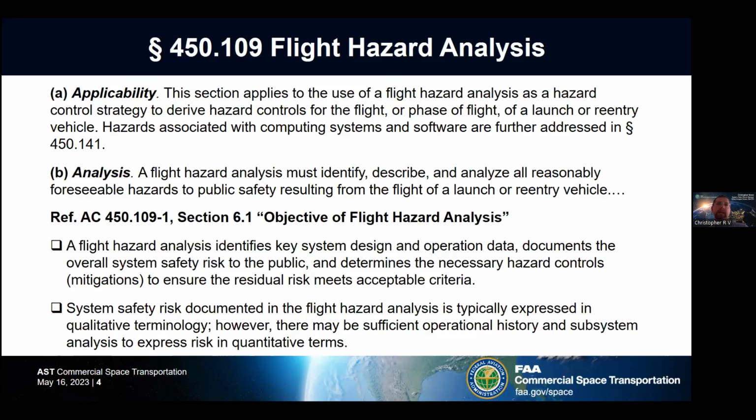Section 6.1 of the AC discusses the objective of a flight hazard analysis, which is to identify key system design and operations data, document the overall system safety risk to the public, and determine the necessary hazard controls or mitigations to ensure the residual risk meets acceptable criteria. It's important to note that system safety risk documented in the flight hazard analysis is typically expressed in qualitative terminology. However, there may be sufficient operational history and subsystem analysis to express the risk in quantitative terms. Next slide.